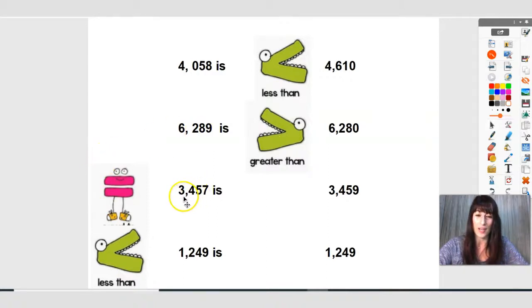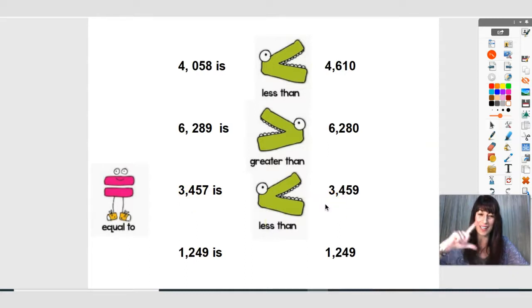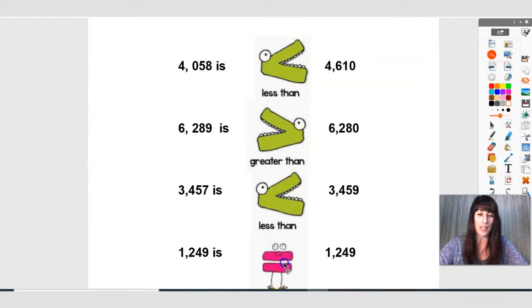Now let's look at this one. Again, let's look at the thousands, the same, hundreds are the same, tens are the same. Oops, but the ones are different. So I see that this one is greater than this one. So I'm going to open the alligator towards this number because he's going to eat this one. And I'm going to say that 3457 is less than 3459. So the less is L, always L, right? Less. And last one, I can tell that this one is identical. They're both looking the same. So if they're the same, I'm going to grab my equal sign.